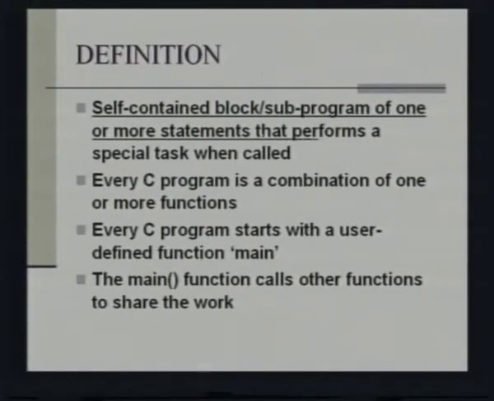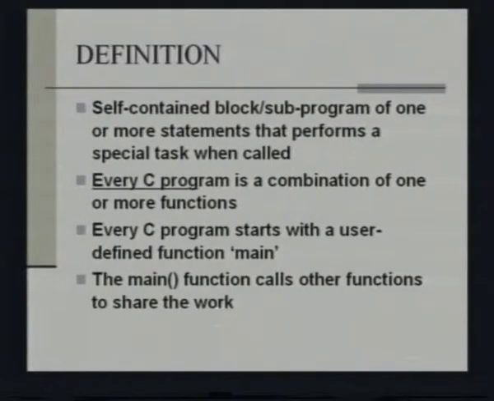So as such it does not perform any function. When there is a need and we want that particular set of statements to be executed, we have to call that function for it to execute. Every C program is a combination of one or more functions. We all know that the starting point of a C program is the main function. The main itself is a function. So the entire C program itself consists of a function.